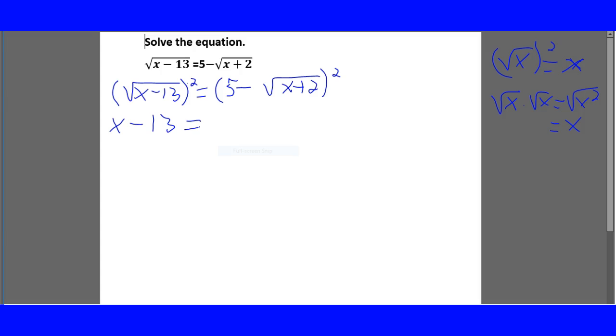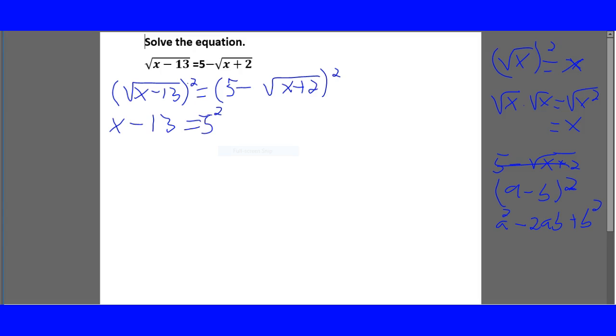Here you can't just eliminate the radical sign. One common mistake students make is to just put 5 minus the square root plus x plus 2. That's a very common mistake. No, this inside the parenthesis is a square of a difference, where you get a minus b squared. So square the first term, minus 2 times the first by the second, plus the square of the second. That's exactly what we're gonna do.